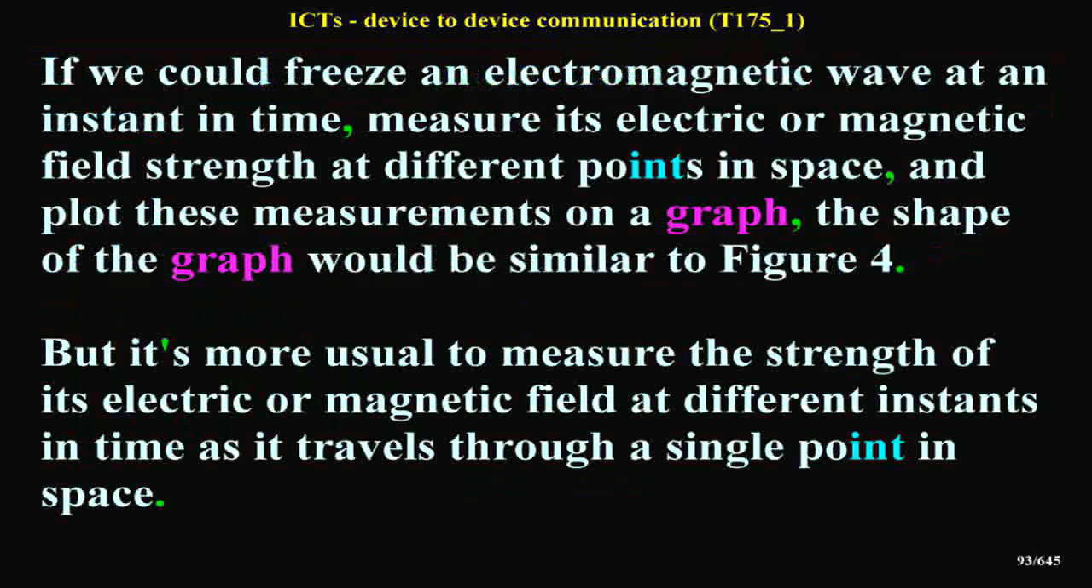If we could freeze an electromagnetic wave at an instant in time, measure its electric or magnetic field strength at different points in space, and plot these measurements on a graph, the shape of the graph would be similar to Figure 4. But it's more usual to measure the strength of its electric or magnetic field at different instants in time as it travels through a single point in space.